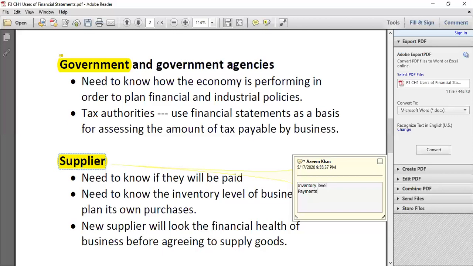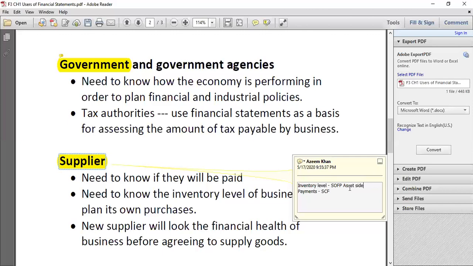Another thing for supplier will be important, that will be the payment. So normally supplier will sell goods to the customer on a credit basis. So payment is very important. So whether the company will pay their dues on time or not. So this thing they will confirm, and payment will be confirmed through statement of cash flow, and inventory level will be confirmed through statement of financial position, mean the asset side. So they will look inventory in the asset side.